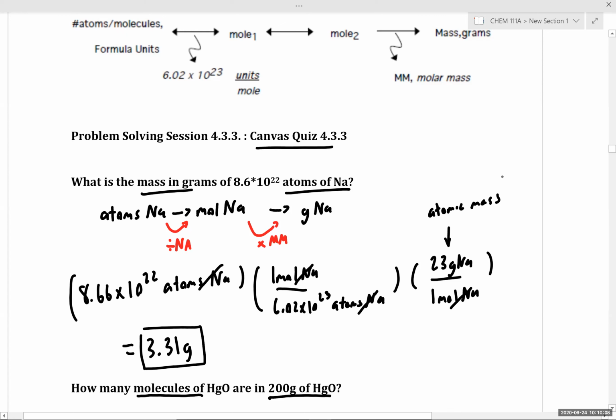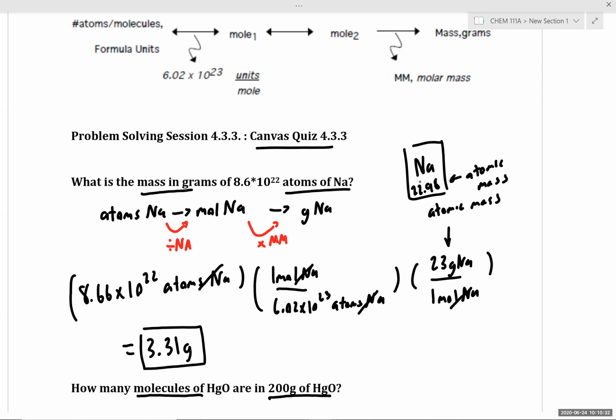And as we discussed last session, if you look in the periodic table, under your element symbol, you'll see a number of about 22.98. And this is our atomic mass for that element. So we can calculate the atomic mass and molar mass by looking at the periodic table. And if we have a molecule, we can calculate the molecular weight by adding up our atomic masses.